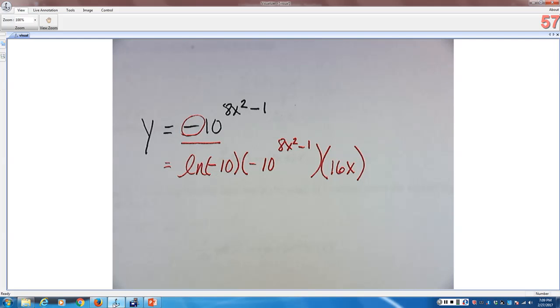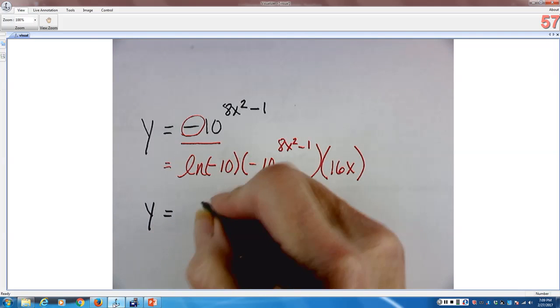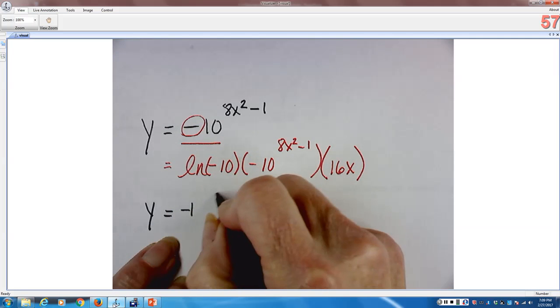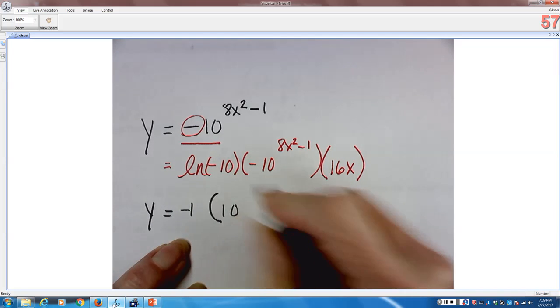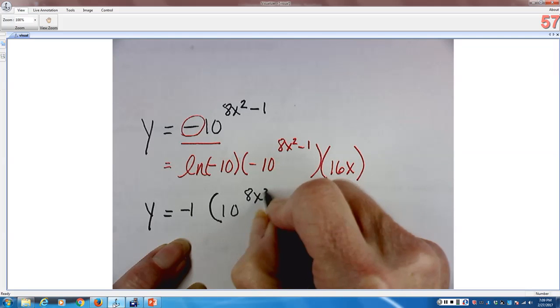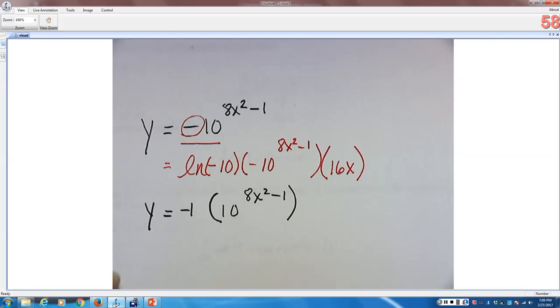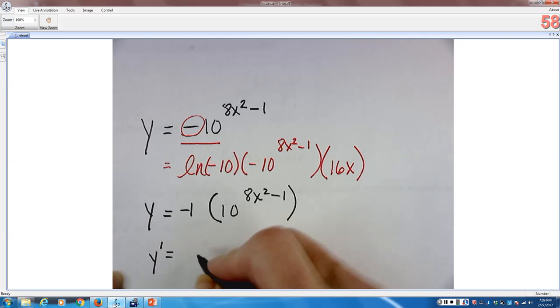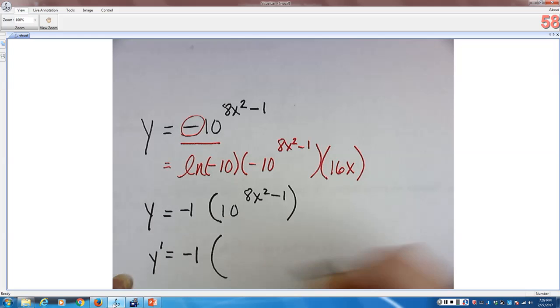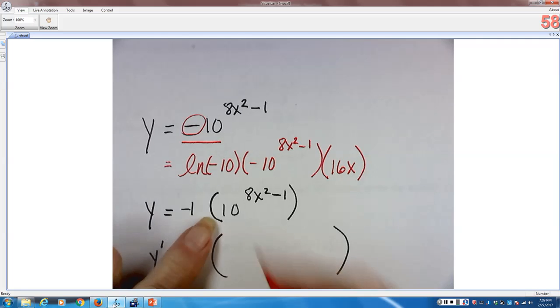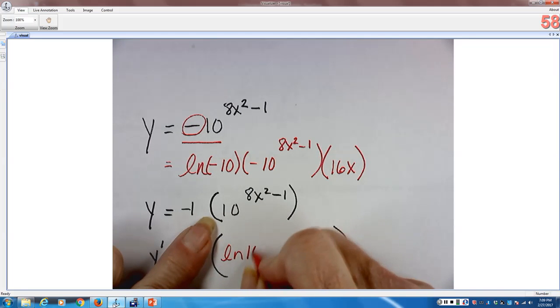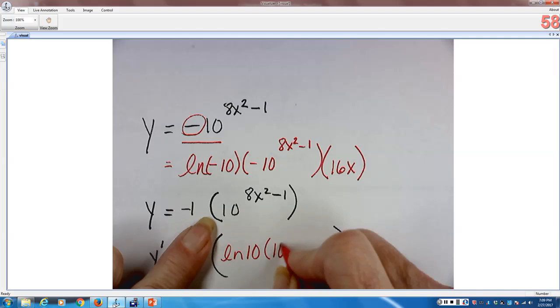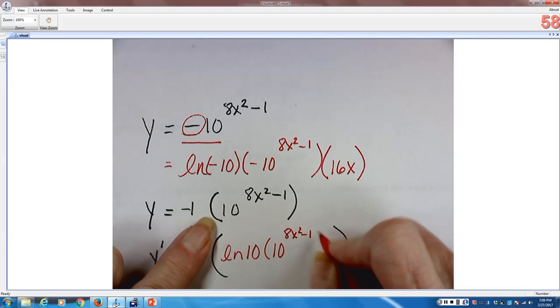What we're going to do is we're going to look at this function that we had as being negative 1 times 10 to the 8x squared minus 1. Which means then that y prime is going to be negative 1 times the derivative. And the derivative is going to be the natural log of 10 times 10 to the 8x squared minus 1, which is exactly what we did before, times 16x.